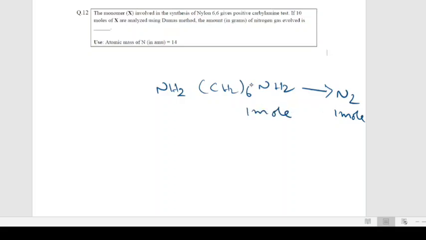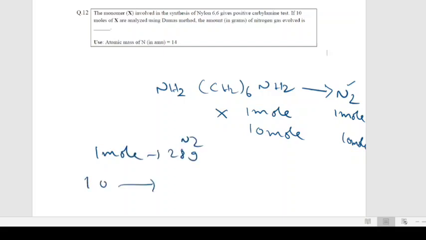And what they're asking for here, this is nothing but X, which is involved in the synthesis of nylon 66. And for 10 moles of X, how much nitrogen is formed? For 10 moles, 10 moles again we will get. 1 mole is nothing but 28 grams of N2. For 10 moles, it is 280 grams. So 280 is the answer for this question.